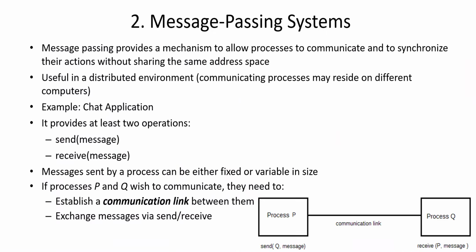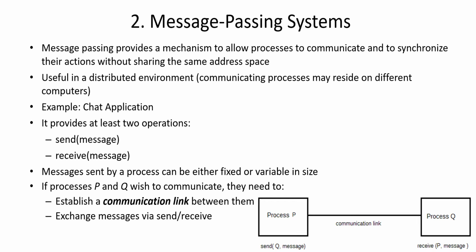Now let us move to the second major IPC model, that is message passing. Message passing provides a mechanism through which processes can communicate without sharing the same address space. This is particularly useful in a distributed environment. For example, two communicating processes may even be running on different computers. A simple real-world example is a chat application. One user sends a message, another user receives the message. The basic operations are send(message) and receive(message). The message can have a fixed size or a variable size.